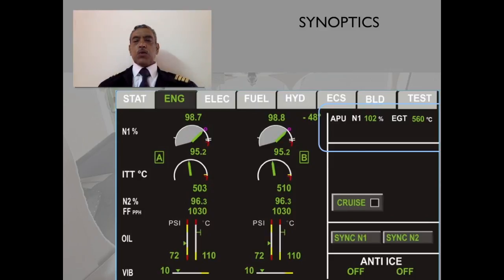And for cruise, you can see there are two options, sync N1 and sync N2. That means you don't want any differential in the engine RPM, so you want to sync one of the engines with the other. So if you press sync N1, the N2 will get synchronized with N1. Similarly, the other option, and of course the anti-ice option is also shown. We are going to learn this, the other failure indications, etc., in the engines chapter or lesson.